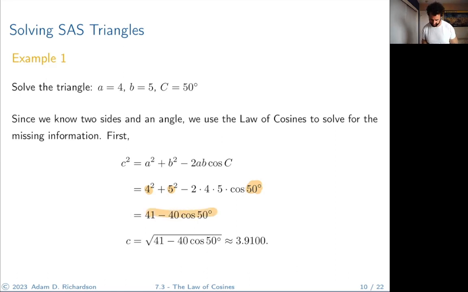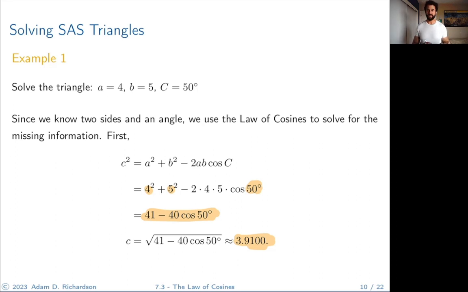We'll get this. And then 50 degrees is not a standard angle, so the best we can do is approximate it. Take the square root of that result, and then go to your calculator, and your calculator will give you an approximate length of the side C, and it'll say that C is about 3.9100 units, whatever units you're using: inches, meters, feet, kilometers, whatever.